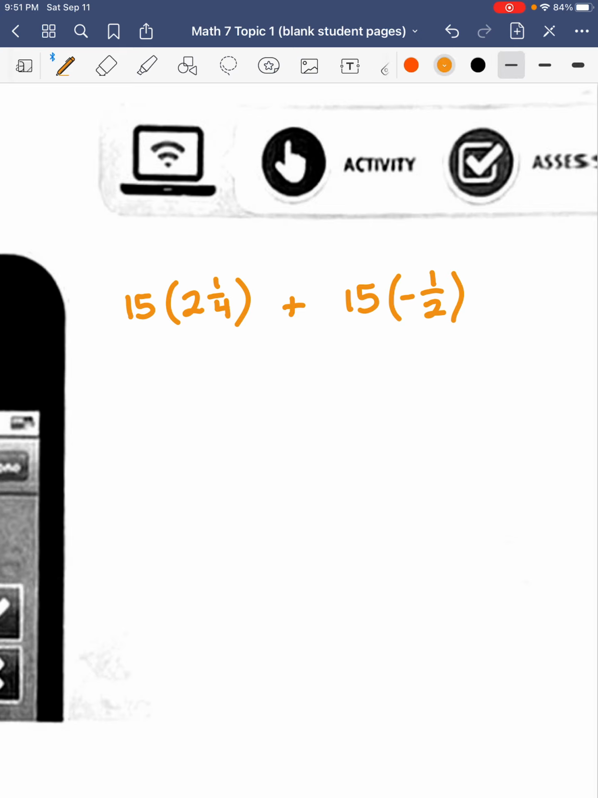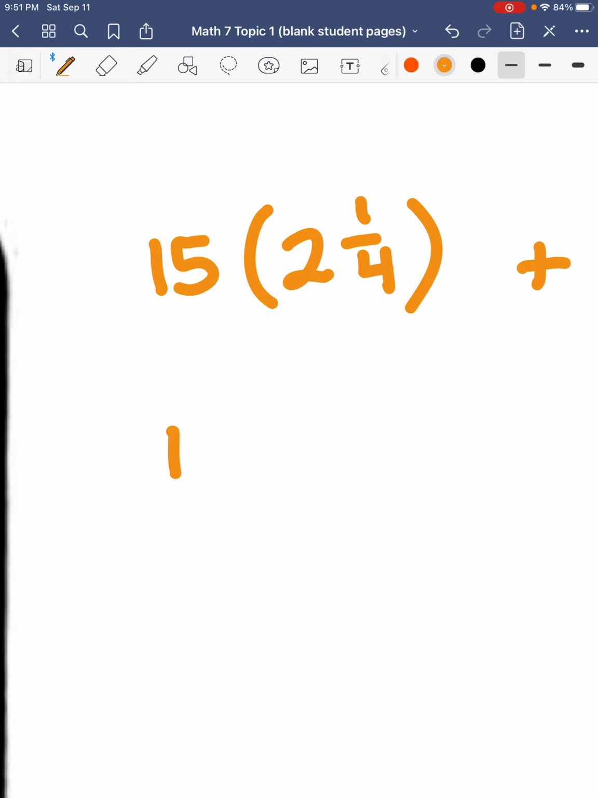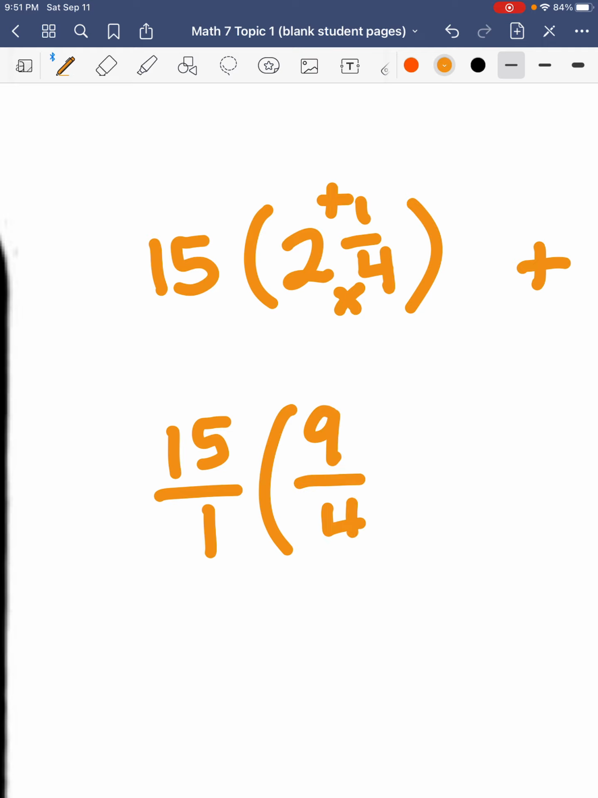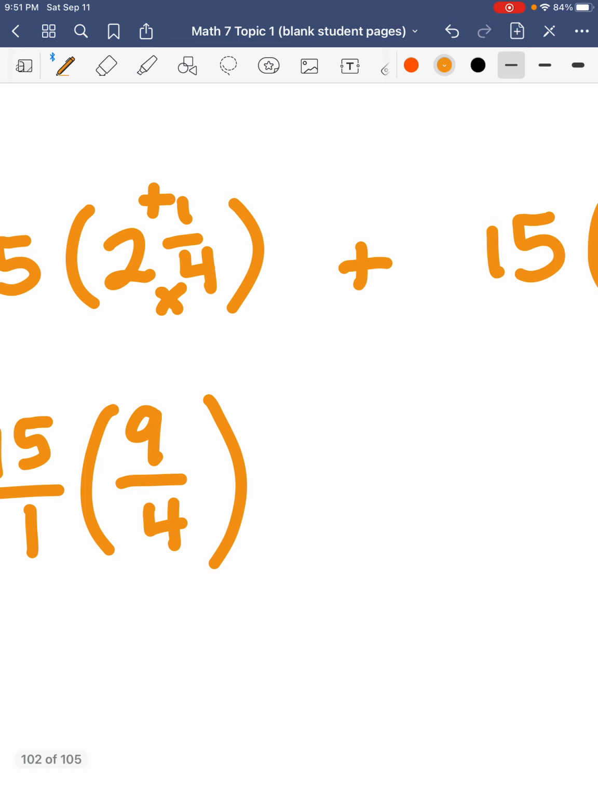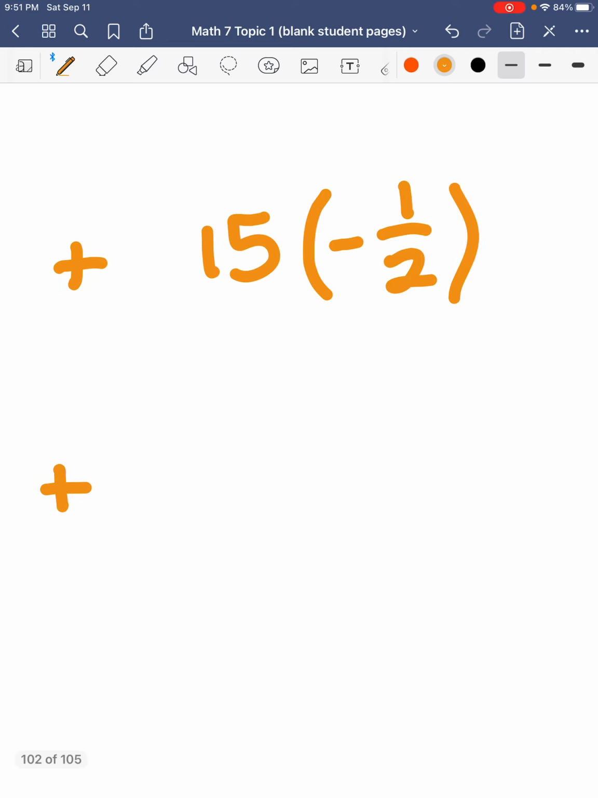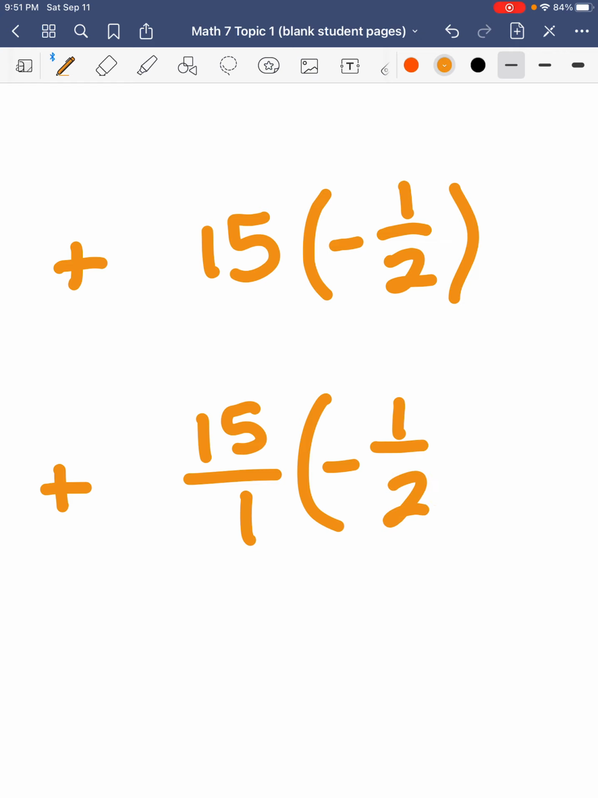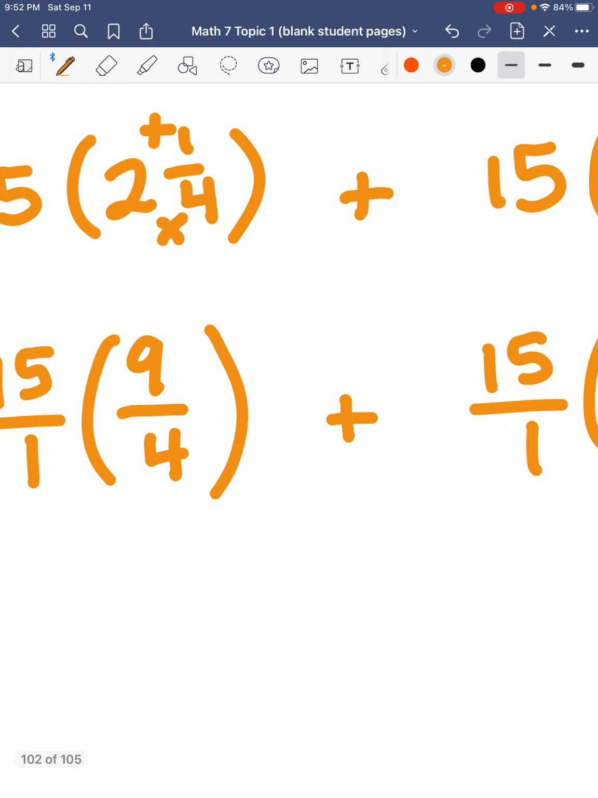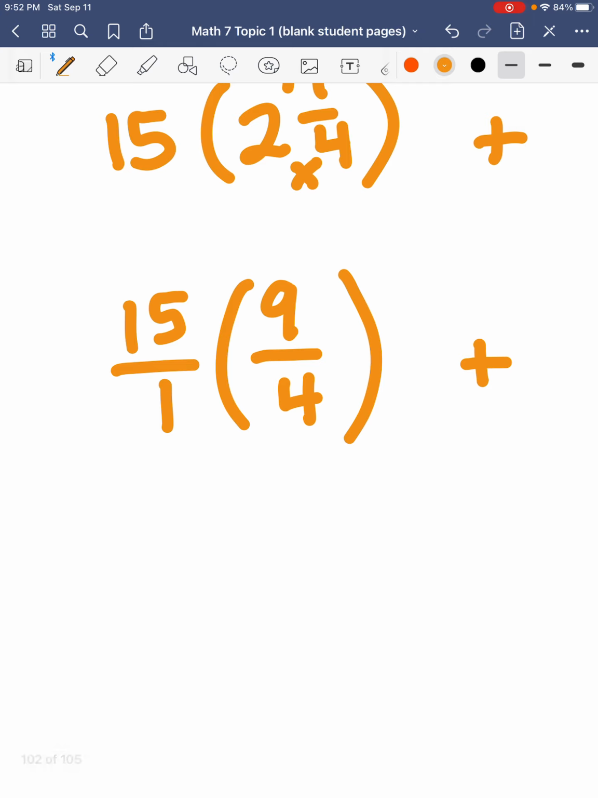So let's start with this first piece here. I'm going to rewrite 15 as a fraction, so 15 over 1. And I'm going to multiply that with another fraction. I'm going to change this mixed number to an improper fraction. So 4 times 2 is 8, plus 1 is 9. So I have 9 over 4. Okay, before I move on, I'm going to do the same thing over here. So 15 I'm going to write as 15 over 1. And then I have -1/2 being multiplied with that.